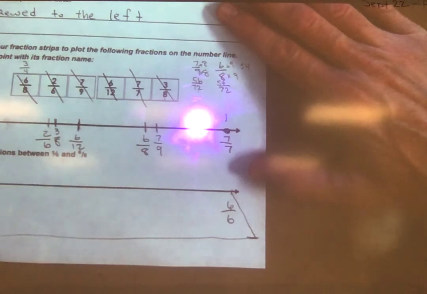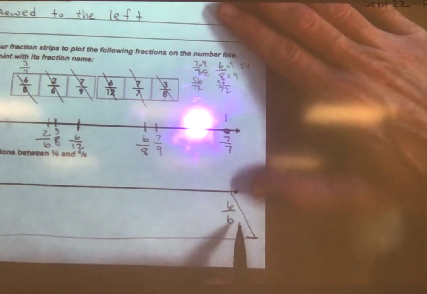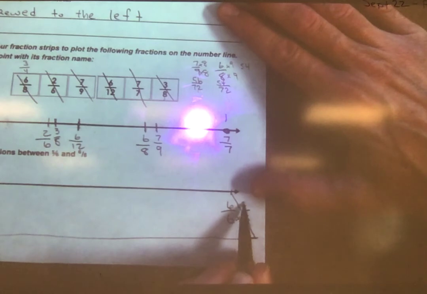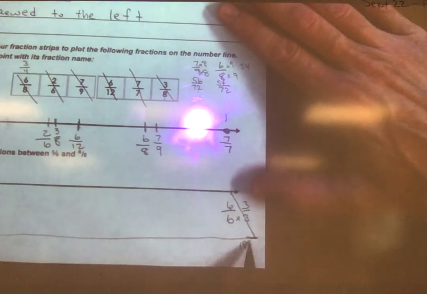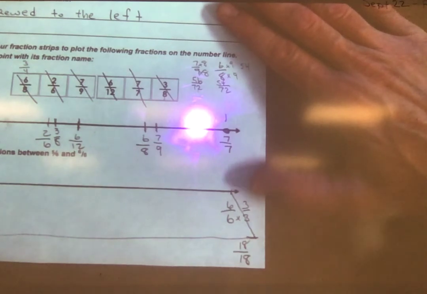15/18. And I'm going to change this and take this. I want that 18 common denominator, so I'm going to take it times 3/3 as well, which is going to change it to 18/18, which is 1 whole. So my job is to find 2 fractions in between there. Well, I can easily do that now because I have 15/18 and 18/18.